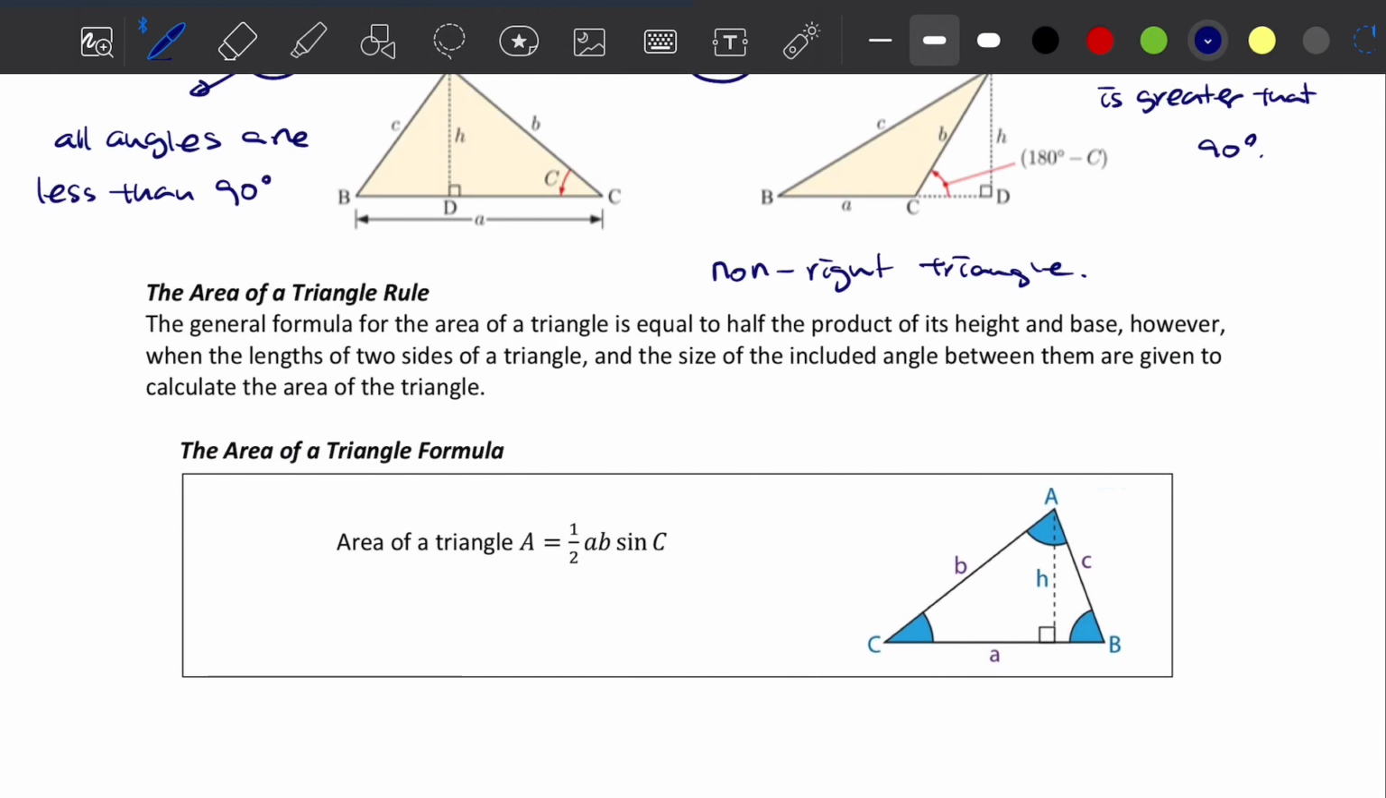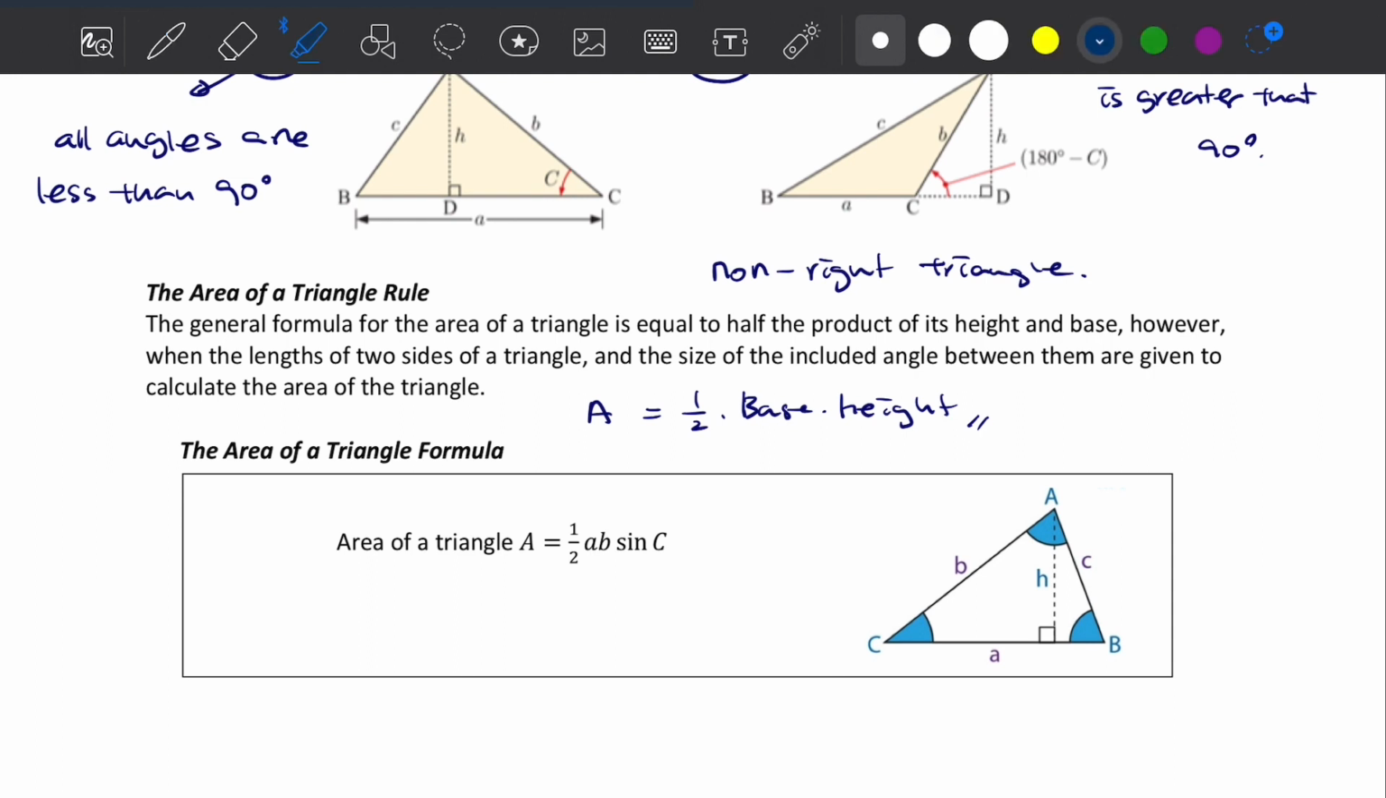Okay, then let's talk about the area of the triangle rule. We know the area of any triangle can be calculated using one half times base times height. This is the formula for the area of the triangle that we knew so far. However, there are cases where we don't know the height of the triangle. Then we have to use this formula, which is very useful when we have no idea about the height.